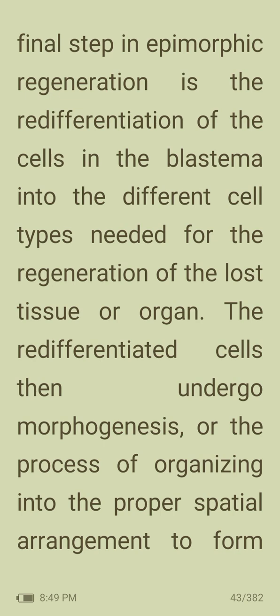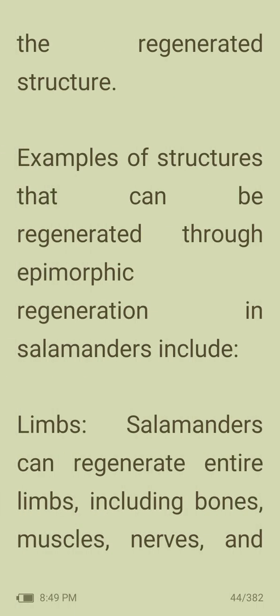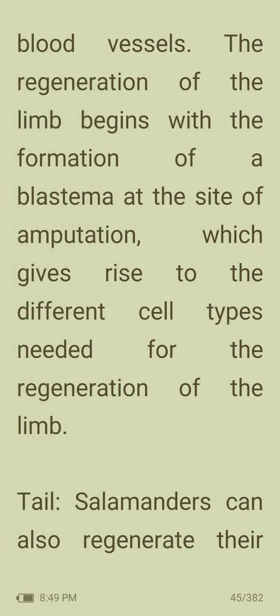The redifferentiated cells then undergo morphogenesis, or the process of organizing into the proper spatial arrangement to form the regenerated structure. Examples of structures that can be regenerated through epimorphic regeneration in salamanders include limbs. Salamanders can regenerate entire limbs, including bones, muscles, nerves, and blood vessels. The regeneration of the limb begins with the formation of a blastema at the site of amputation, which gives rise to the different cell types needed for the regeneration of the limb.